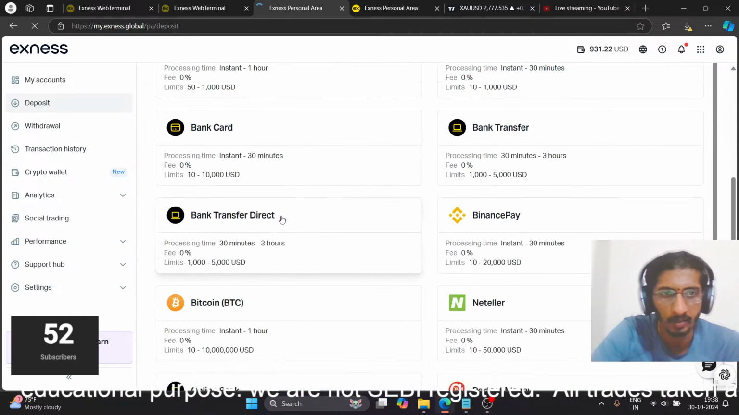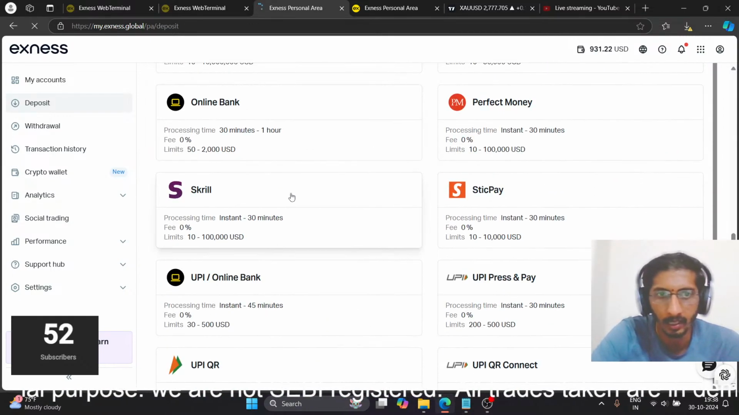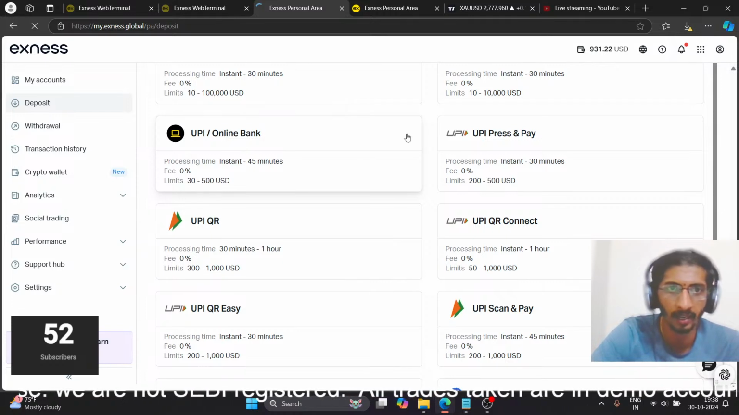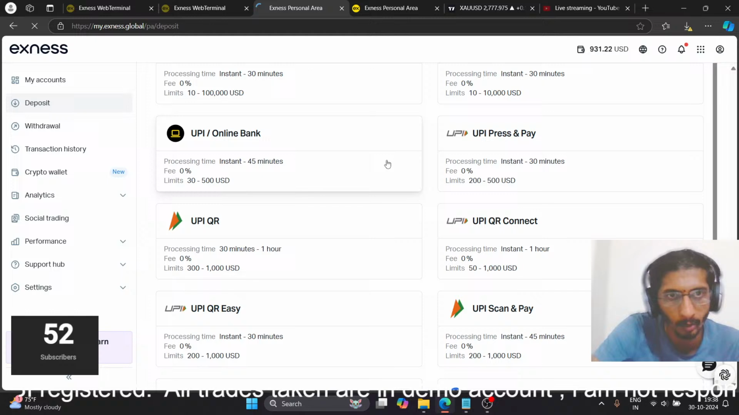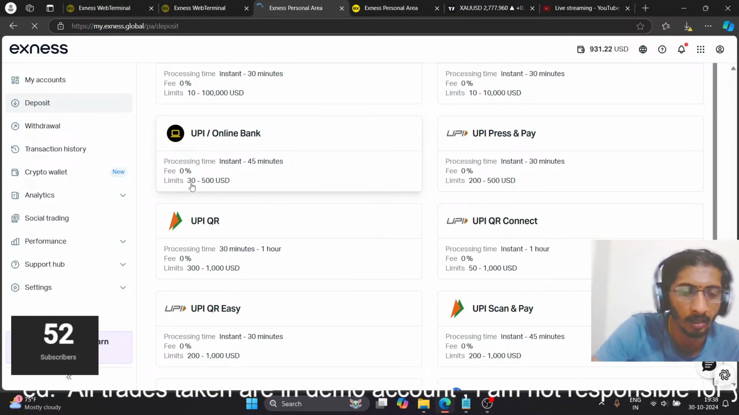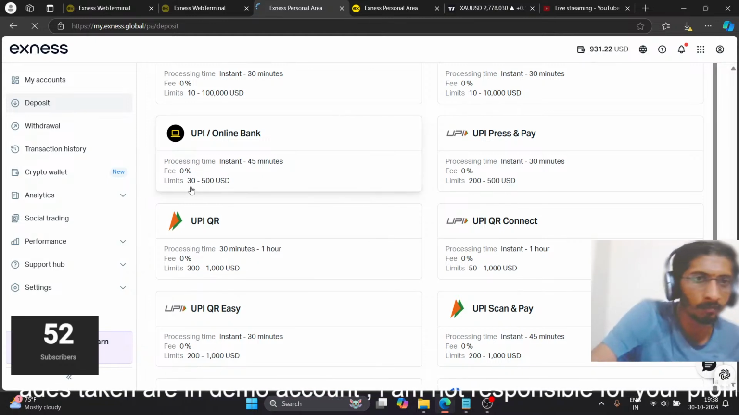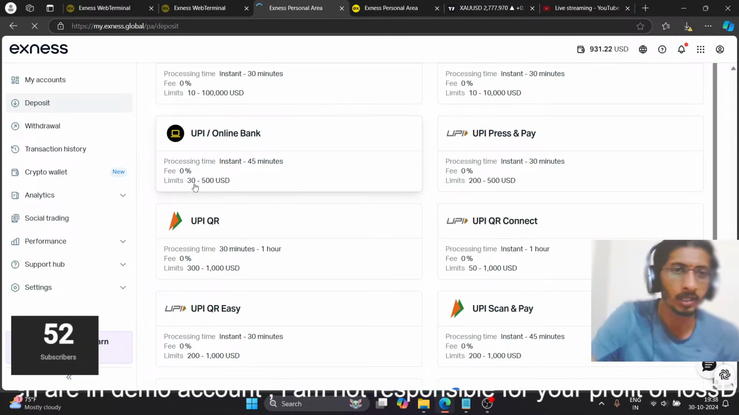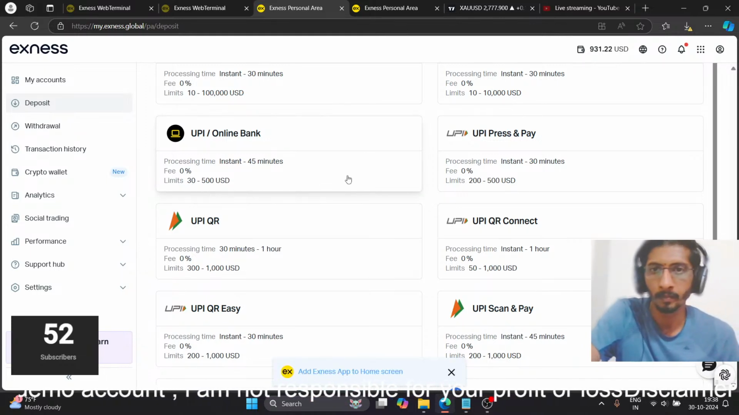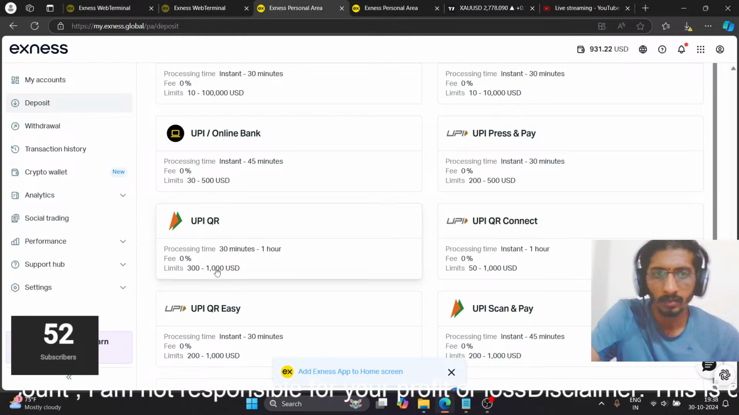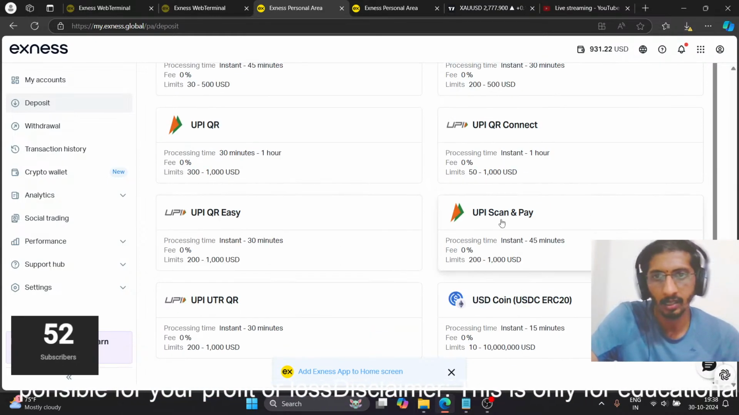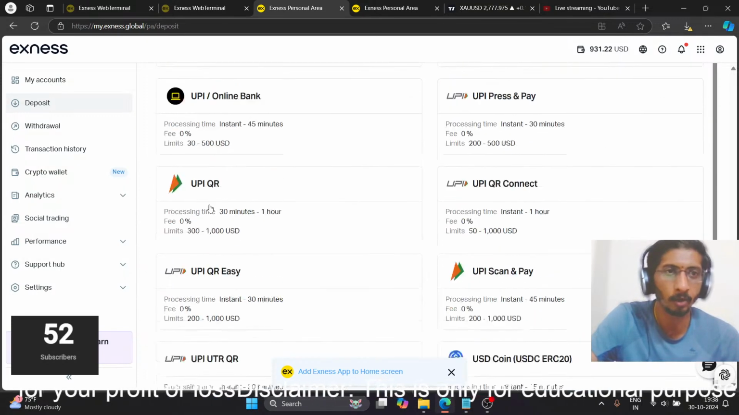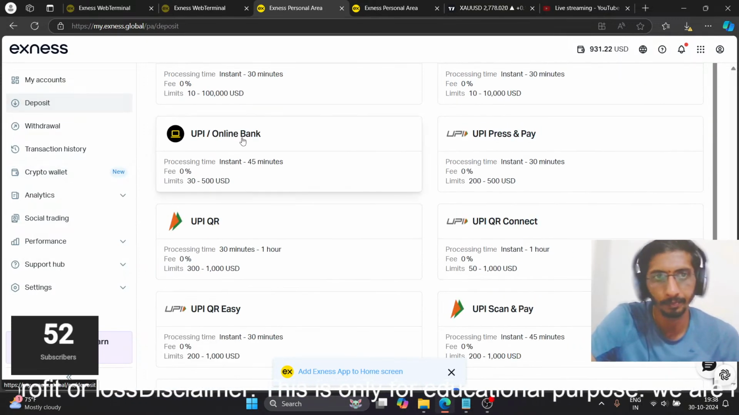There are other ways as well. You can see your online bank; this you can also try. UPI online, the minimum limit is 30,000. I think this would be best because with $30 you'll be able to deposit around 2,800, less than 3,000. There are many ways: UPI QR, UPI QR Connect, UPI Press and Pay, UPI QR Easy, UPI Scan and Pay. You just explore this under deposit.